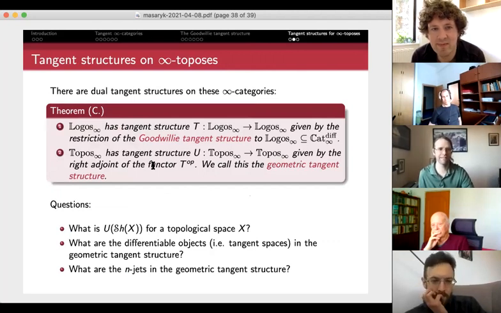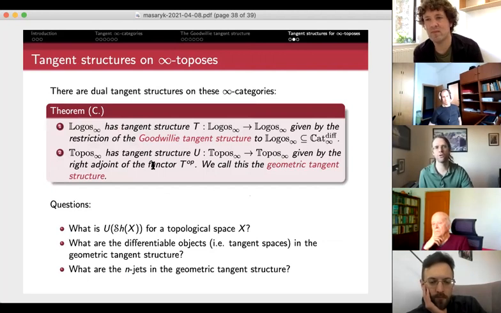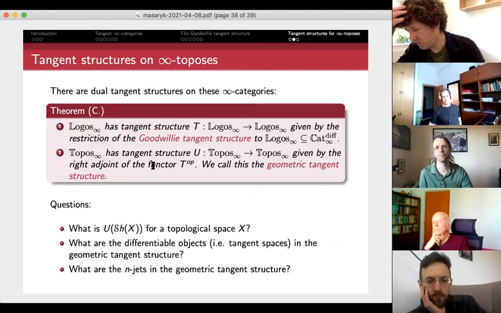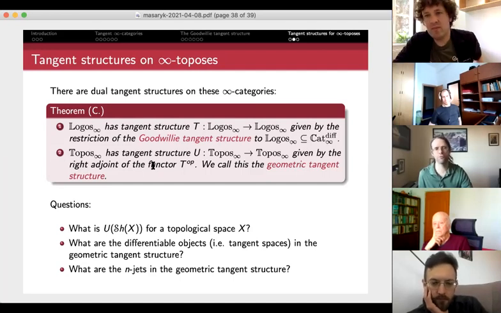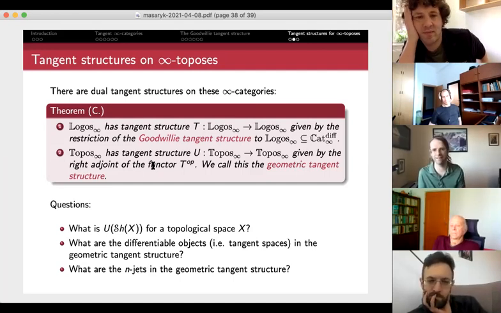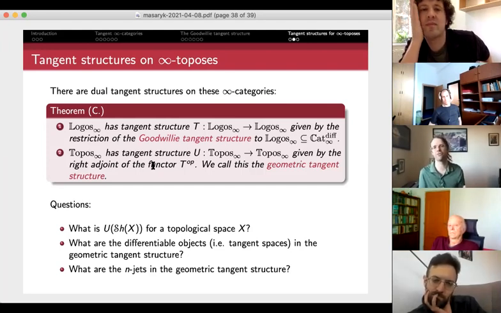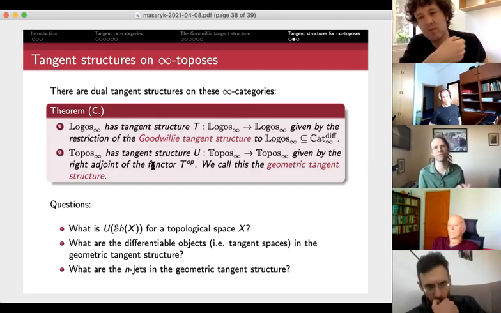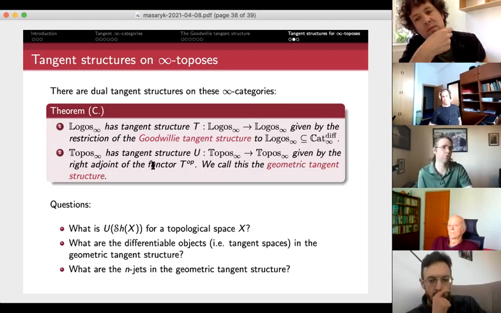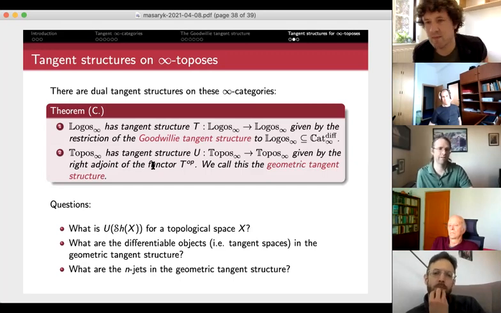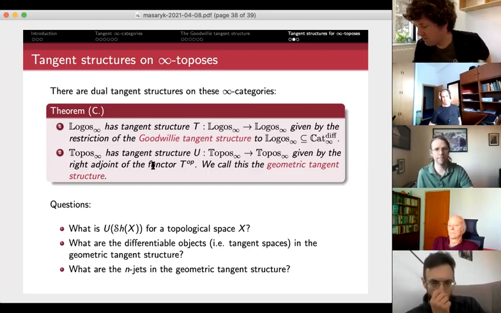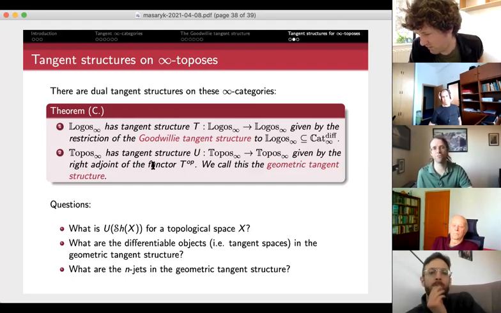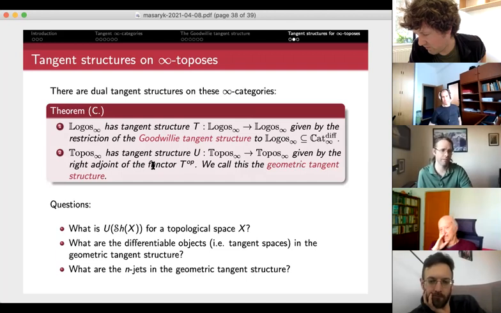I like to think of this as analogous to the 2 tangent structures on commutative rings. Commutative rings you can view algebraically as rings, or geometrically as affine schemes. And there are the 2 tangent structures I mentioned earlier, each giving a notion of tangent bundle on a ring. This is a very analogous situation. There's a tangent structure on the algebraic version of infinity toposes, number 1 here, and that is just a restriction of the Goodwillie tangent structure that I described earlier.